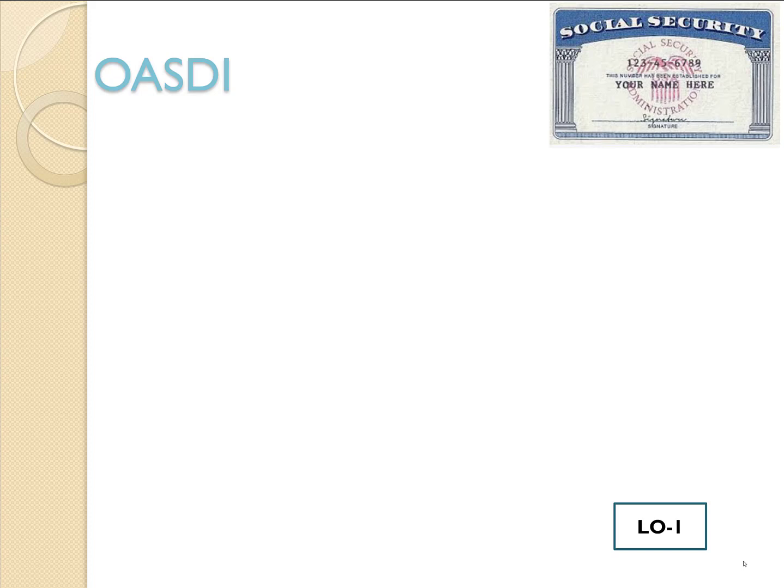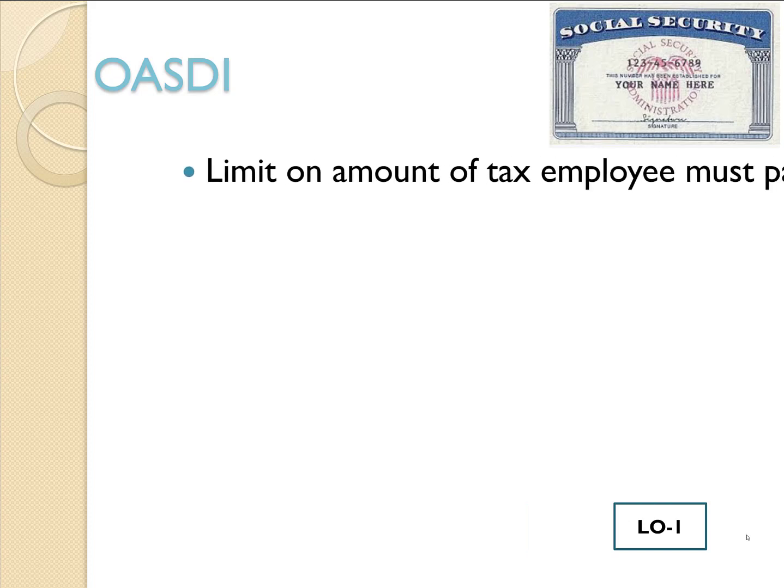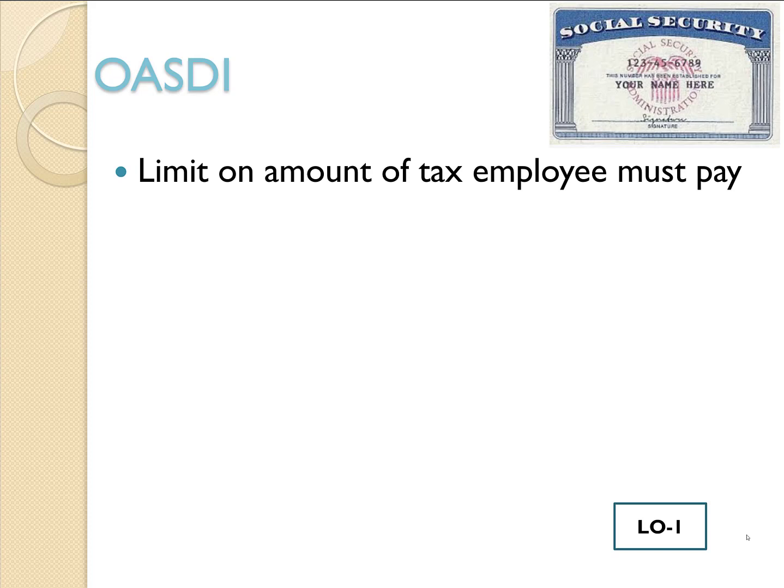Now that we know what Medicare and OASDI are, let's talk about how they are taxed. We're going to start with a more complicated one, OASDI, also known, of course, as Social Security. We're going to find out that there is a limit on the amount of Social Security tax that an employee can pay in a calendar year.